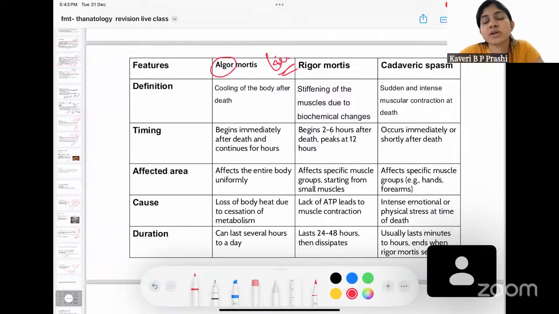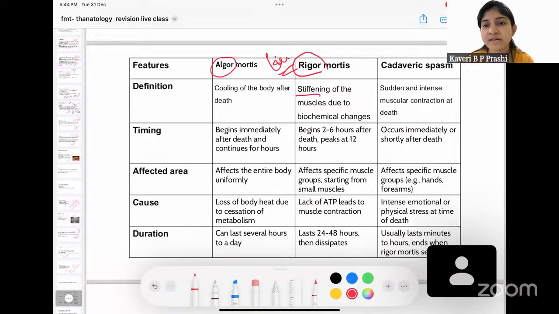Rigor mortis. What do you understand by rigor mortis? Stiffening of the muscles due to biochemical changes. Rigor, rigorous, strong, strength, stiffening. Okay, that is how you have to remember rigor mortis. Nothing but stiffening of the muscles due to biochemical changes.